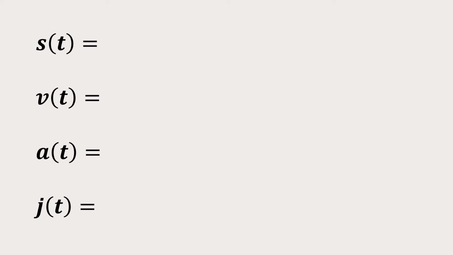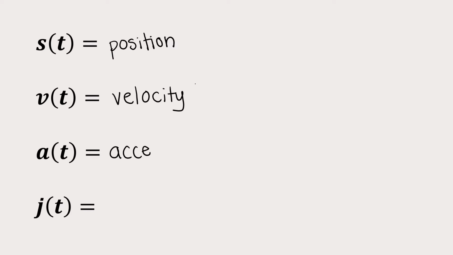A lot of these problems are application problems, so we need to be used to a lot of the notation that we use in physics, where s of t will give us the position, v of t gives us the velocity, a of t gives us the acceleration, and j of t gives us something called the jerk, which you don't see too frequently in calculus, but it's kind of funny.